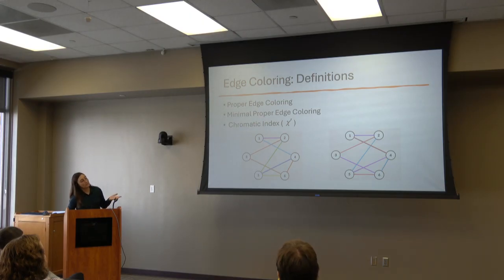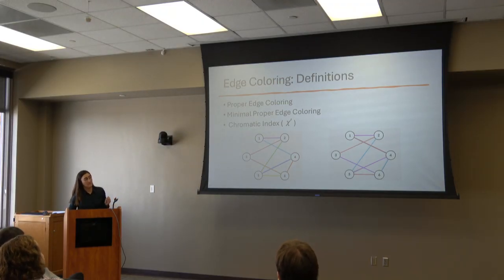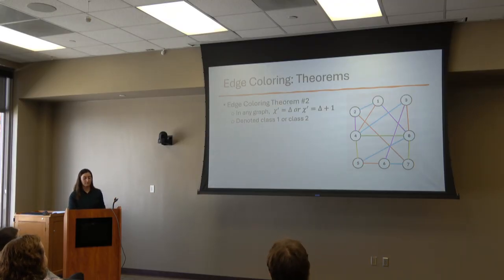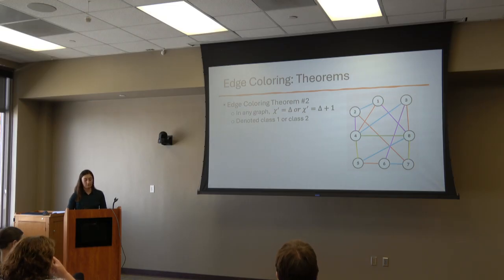So again, that left-hand graph is a proper edge coloring because none of those vertices have more than one edge that's the same color. But that right-hand graph is a minimal proper edge coloring because we used the fewest number of colors possible to color those edges. Like we had for vertex coloring, there's a few theorems that apply to our key graph types. The first of which is edge coloring theorem number 2, which says that in any graph with maximum degree delta, the edge coloring is either class 1, which is delta, or class 2, which is delta plus 1.